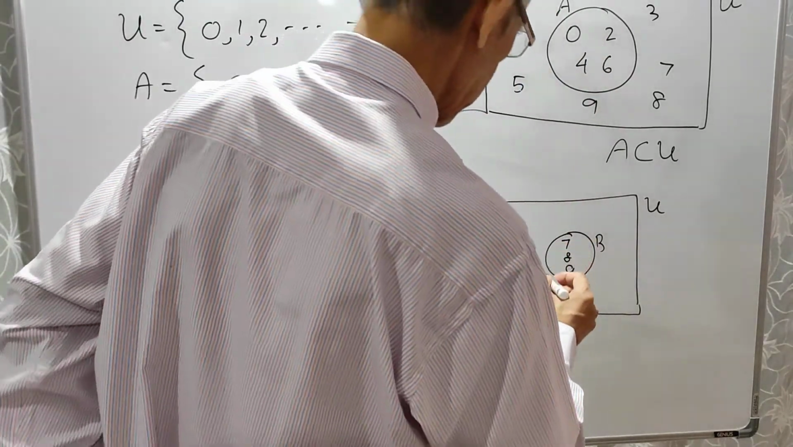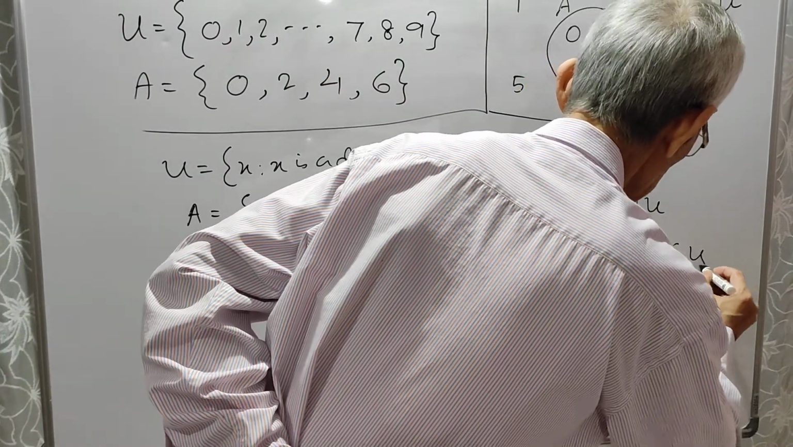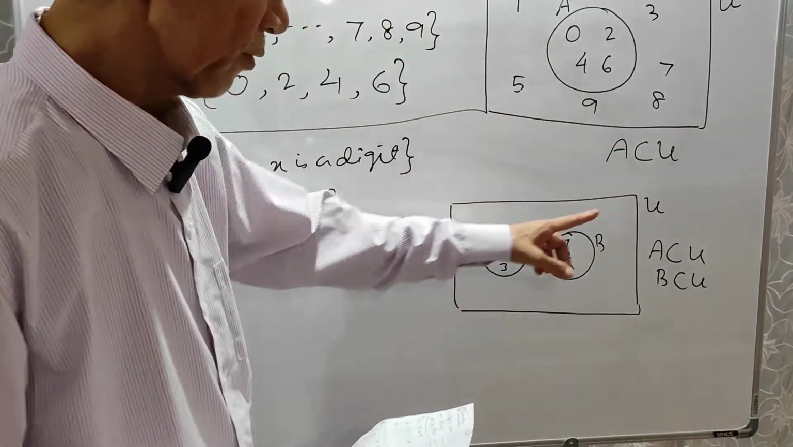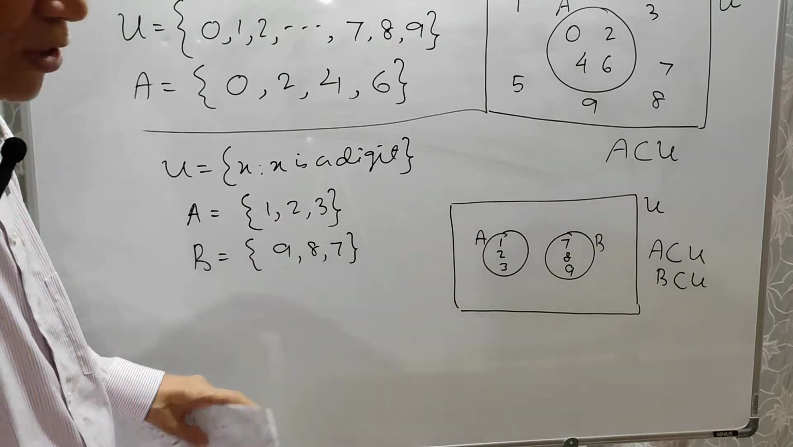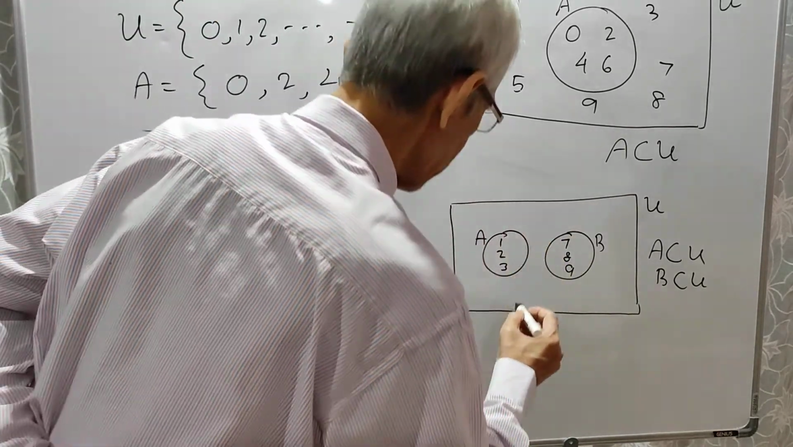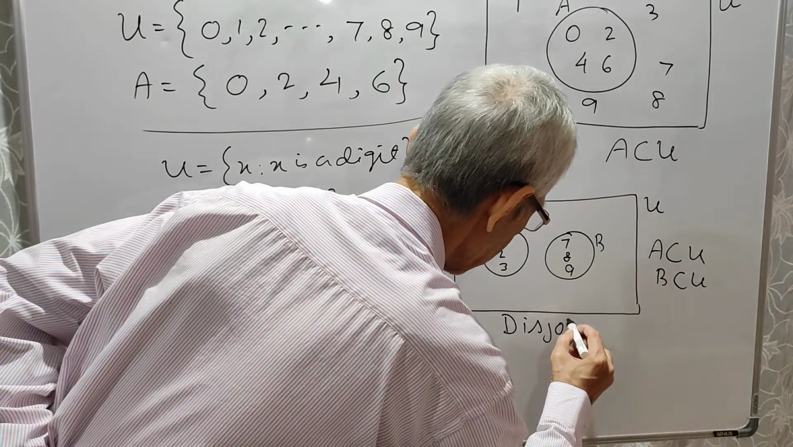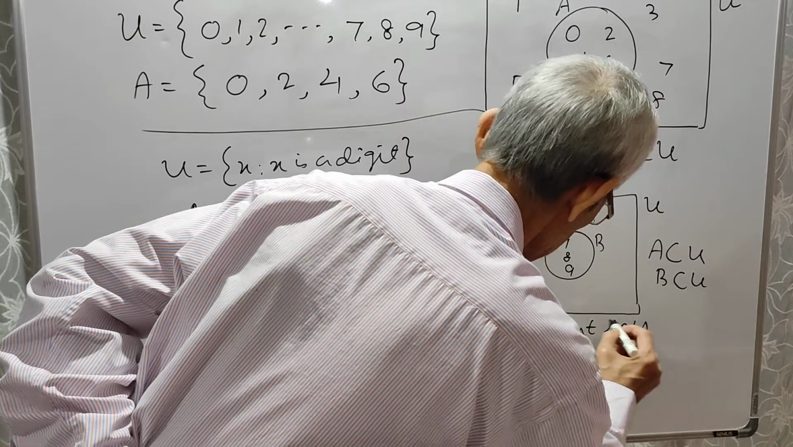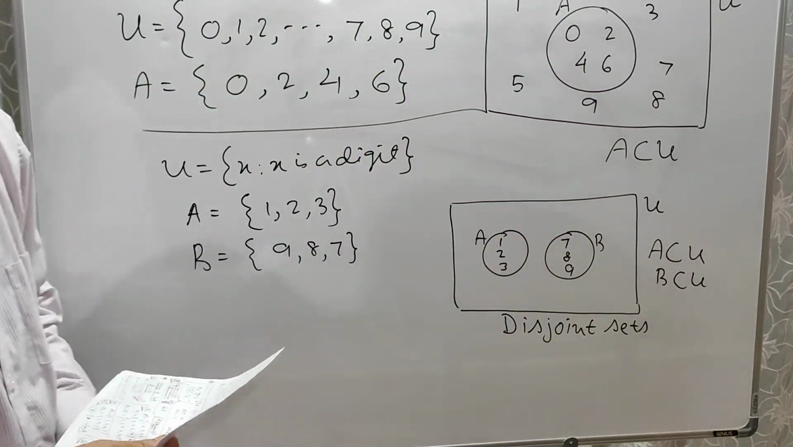No doubt A is a subset of U, and B is a subset of U. Both are subsets of U. But they are completely different. This type of different sets are called disjoint sets. So these are what sets? Disjoint sets. So A and B are disjoint sets.